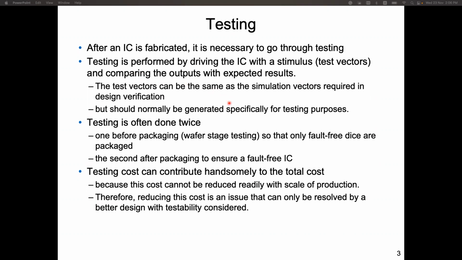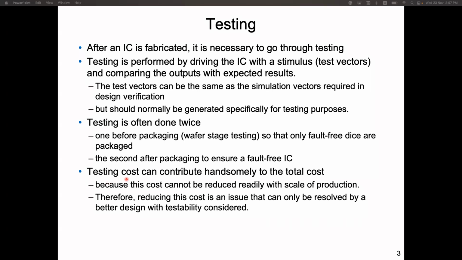The test vector can be the same as the simulation vectors required in the design verification phase. But the test vector should normally be generated specifically for testing purposes. Testing is often done twice. One is before packaging, on the wafer stage without a packaged IC, so that only fault-free dies are packaged. The second is after packaging, to ensure a fault-free IC.